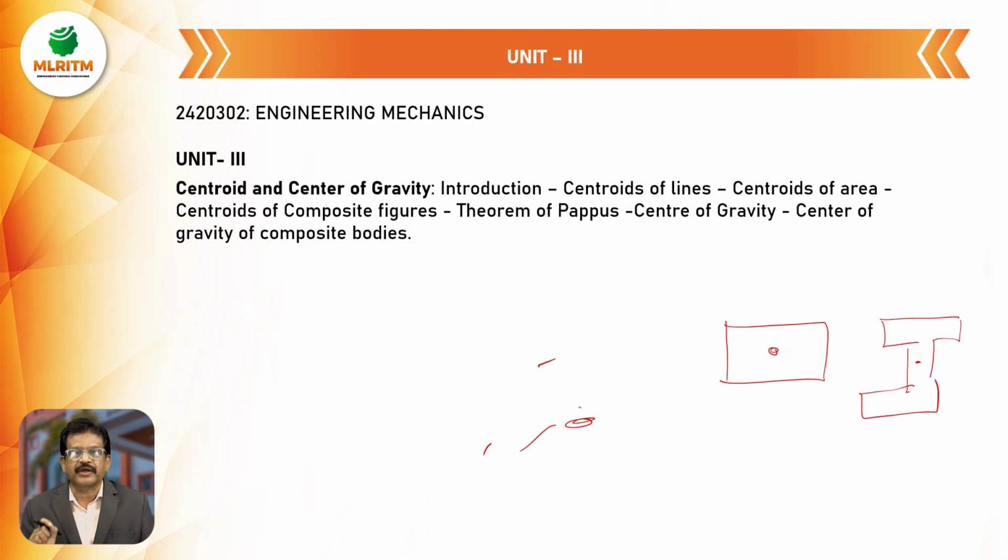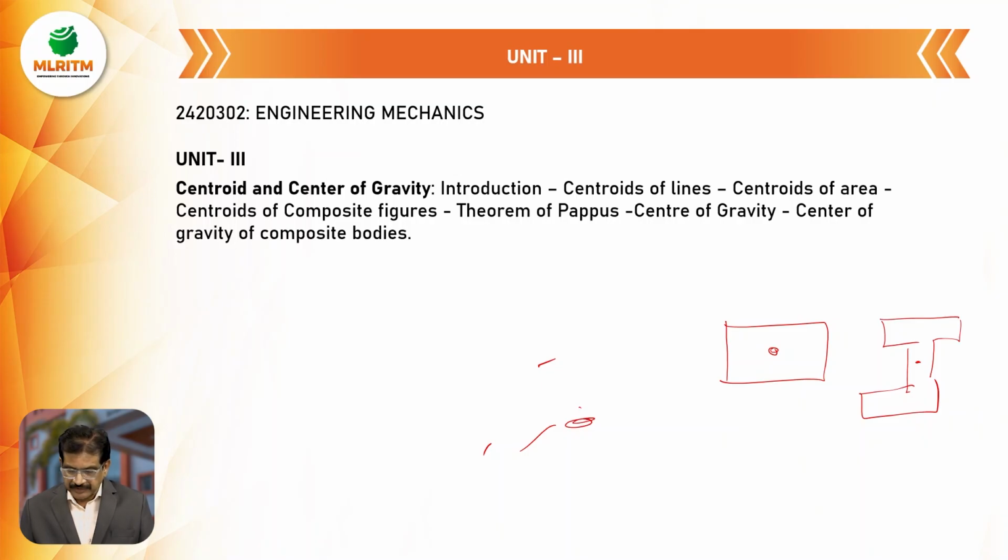Centroid means a point where the whole area is concentrated at one particular point, that is called the centroid. The definitions of centroid and center of gravity are the same, but the only thing is that the centroid is two-dimensional, whereas the center of gravity is three-dimensional. It is a point assumed to be where the weight of the body is concentrated.